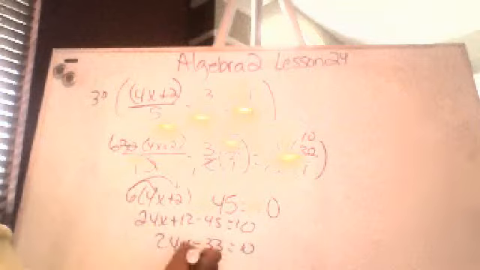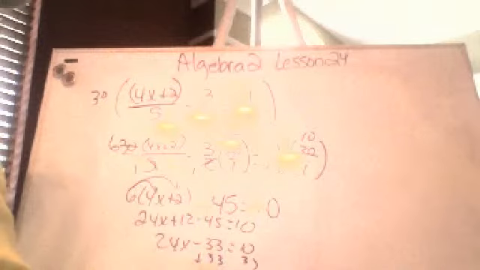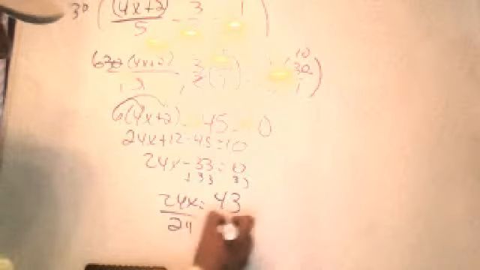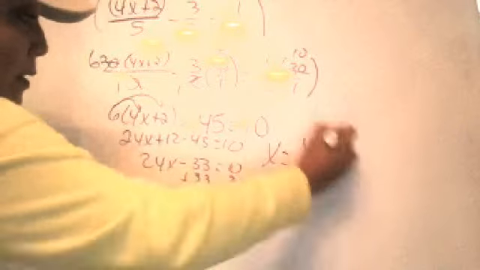Yes. So you're going to add 33 to both sides. You get 24x equals 43. Can you see that? Okay. So now I simply divide by 24. X equals 43 over 24. And you can change that to an improper fraction, a mixed number, or you can leave it there. So that's all you're doing.